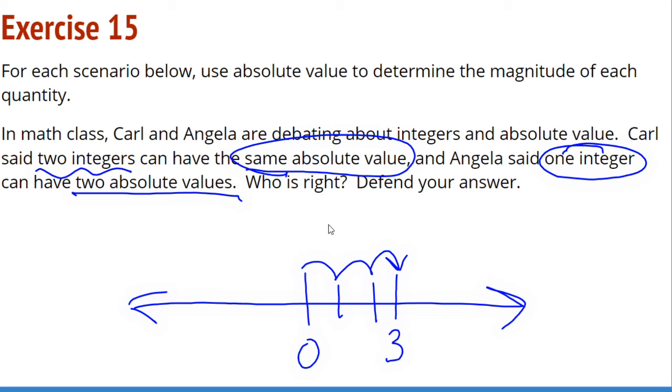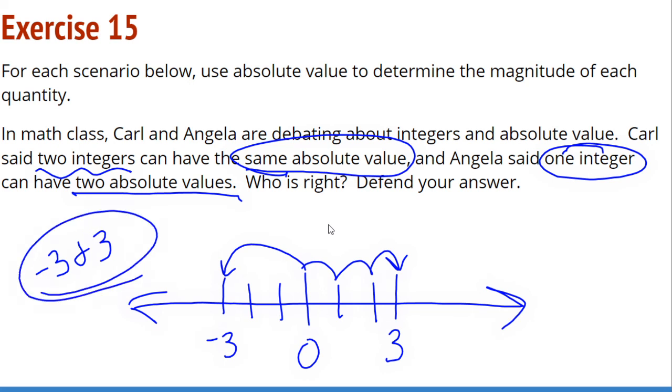However, Carl's statement that there are 2 integers that will have the same absolute value, that I can believe, because negative 3 and 3 have the same absolute value. They're both 3 units from 0. So I think in this case that Carl is correct. There are 2 integers that have the same absolute value. I really don't see how 1 integer can be 2 different distances from 0.